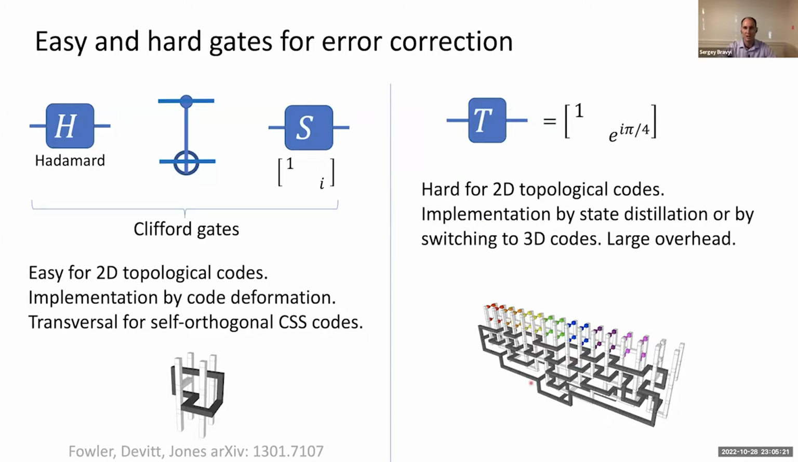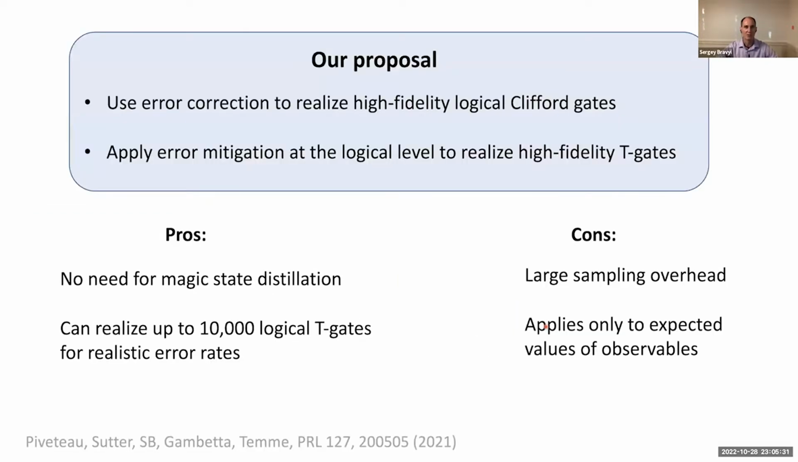This picture that I borrowed from the paper by Fowler, Devitt, and Jones gives you some idea how expensive it could be. And this brings me to our proposal. Here we are trying to take the best of the two worlds. We use error correction to realize high fidelity logical Clifford gates. And then we apply error mitigation at the logical level to realize high fidelity logical T gates. And this removes the need for magic state distillation.